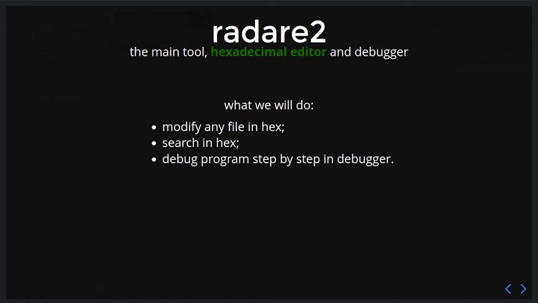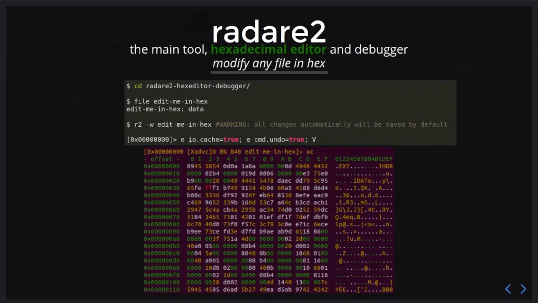So let's explore the first tool, radare2, the main tool, as a hexadecimal editor. What we will do, we will modify any file in hex, and we will do some search in hex, and we will debug programs step by step in the debugger, like in GDB or some other debugger. To modify a file in hex, a very basic task. There are many hexadecimal editors which can do it. You need to open a file.